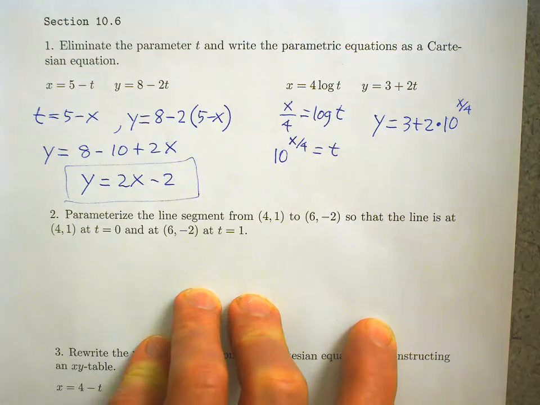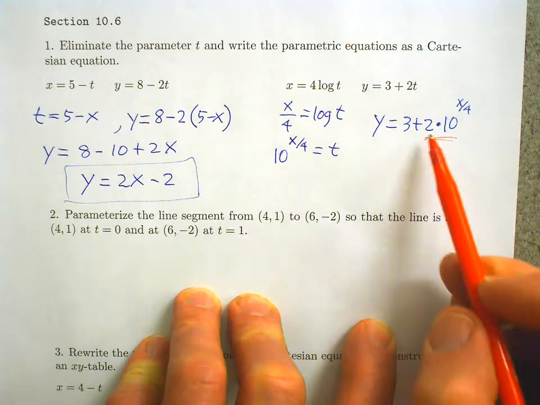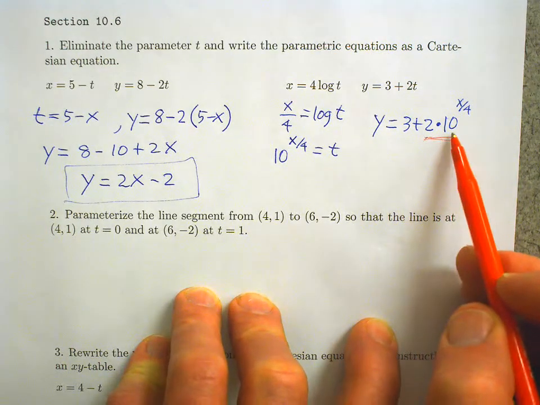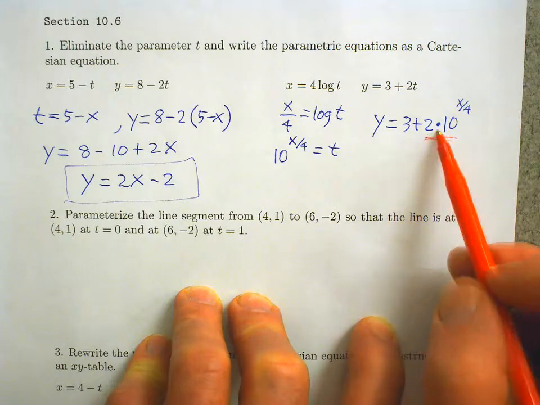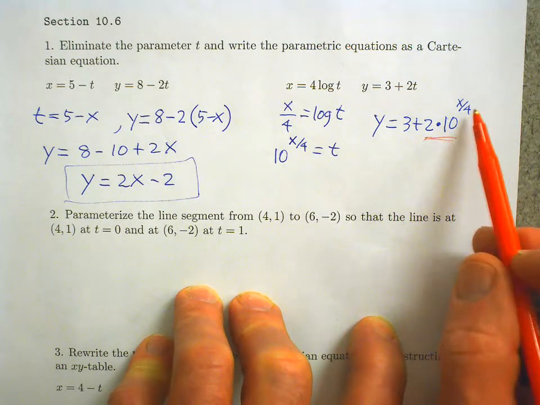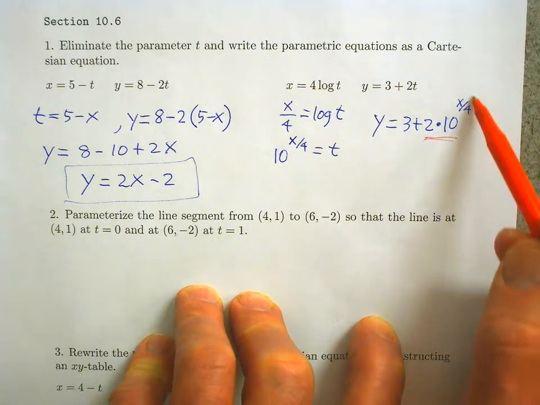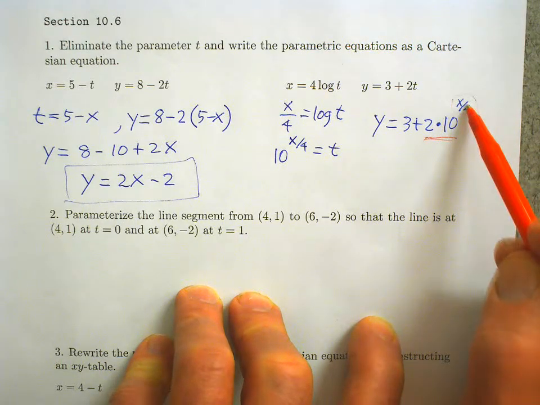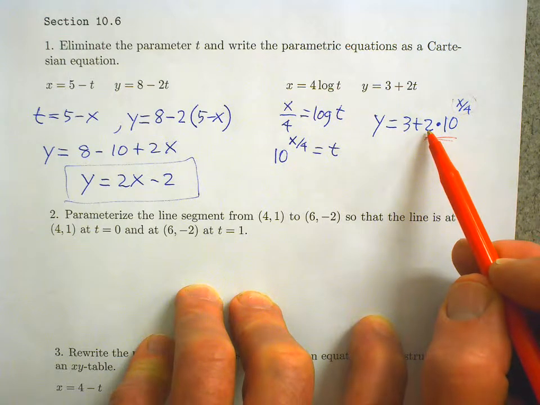Okay, make sure that you realize you cannot combine the factor 2 with the base number 10. You have to write it as 2 times 10 raised to the exponent x over 4, because the exponent x over 4 applies to the base number 10 only. It does not apply to the factor 2.